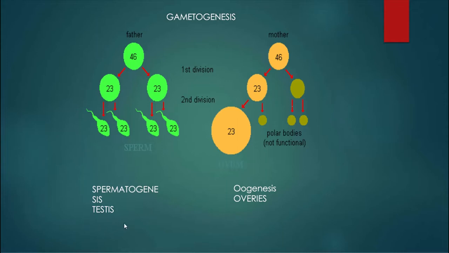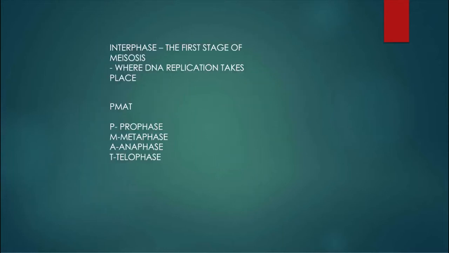Now, for us to have gametes, the process of meiosis has phases that I call PMAT 1 and PMAT 2. P for prophase 1, M for metaphase 1, A for anaphase 1, T for telophase 1, and P for prophase 2, M metaphase 2, A anaphase 2, and T telophase 2. So we have a process, the first stage of meiosis, where DNA replication takes place, and that is called interphase. This is where DNA replicates to form copies of itself.